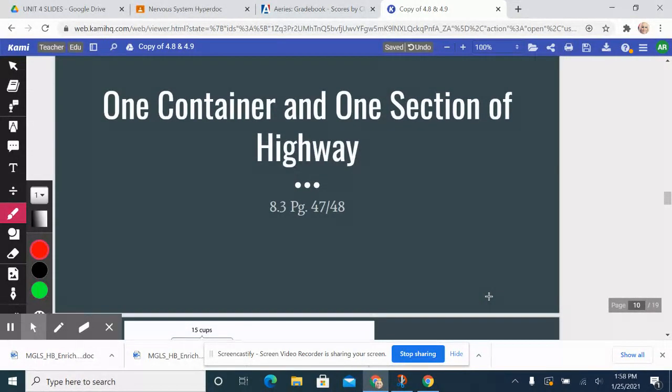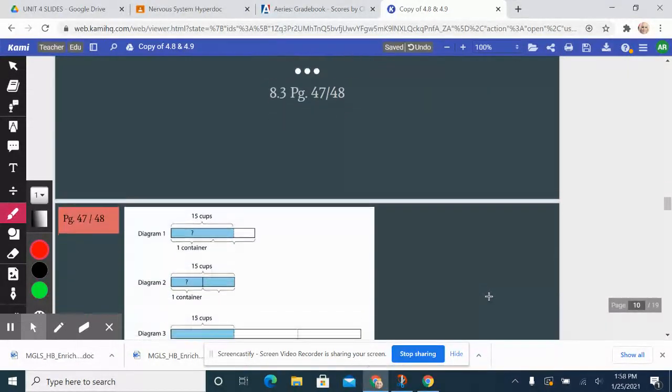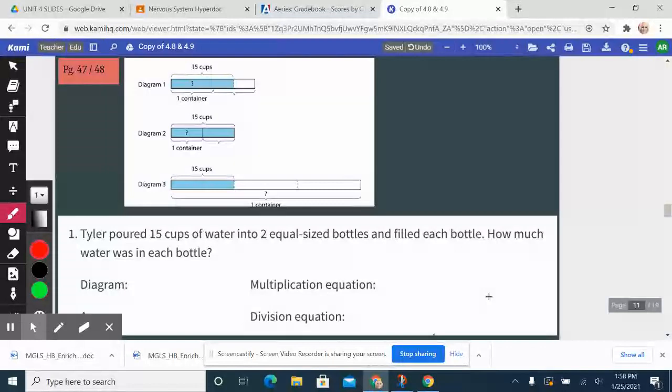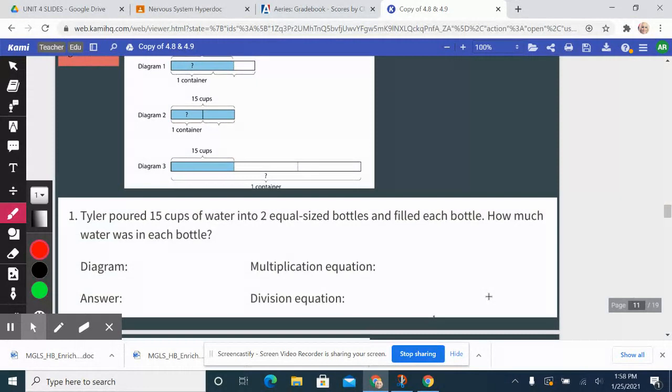All right, so one container and one section of highway. You start out on page 47, but you're writing on page 48, so I put both there for you. You have this diagram, and it has 15 cups and all these things going on. Number one: Tyler poured 15 cups of water into 2 equal sized bottles and filled each bottle. How much water is in each bottle?